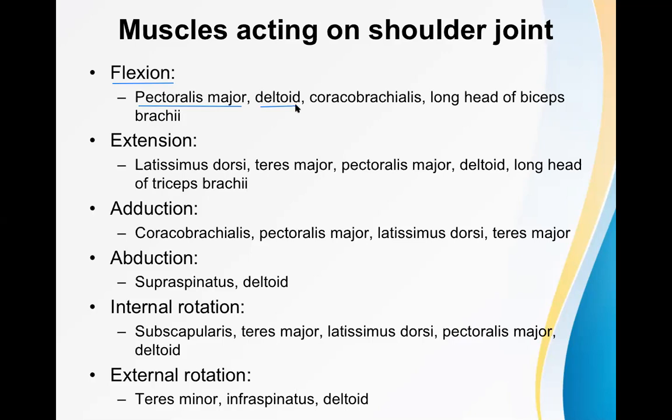There are different fibers of the deltoid actually. So those different fibers are responsible for these multiple movements. But if your examiner asks, always answer abduction is the major function of deltoid muscle. Without deltoid, we cannot abduct the shoulder joint properly. Coracobrachialis and the long head of the biceps brachii are the other muscles responsible for flexion of the shoulder joint. But pectoralis major is the most important one.